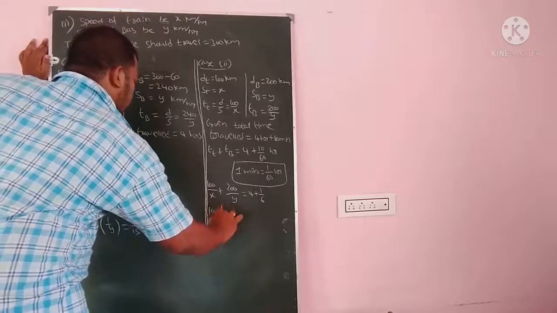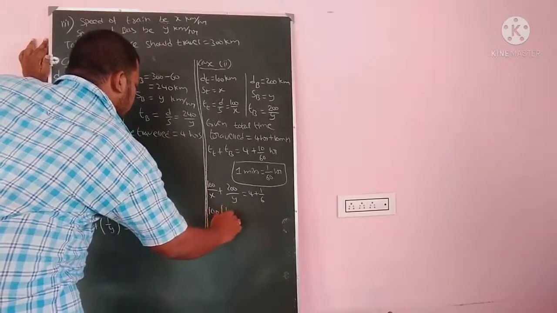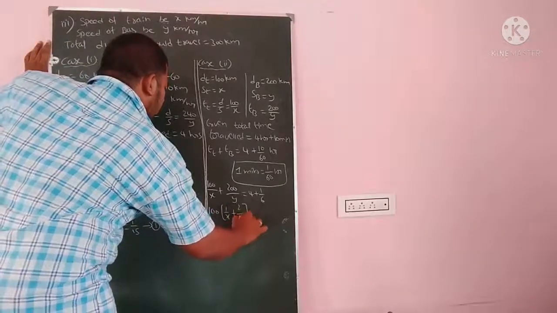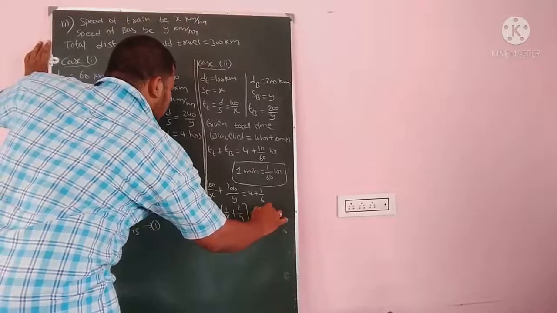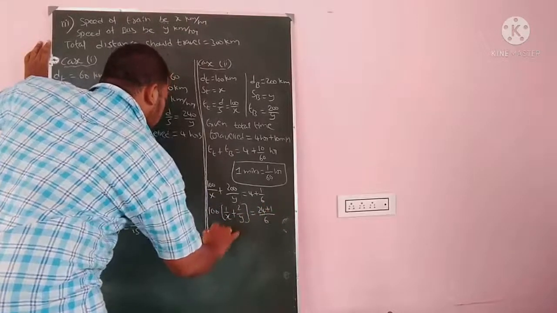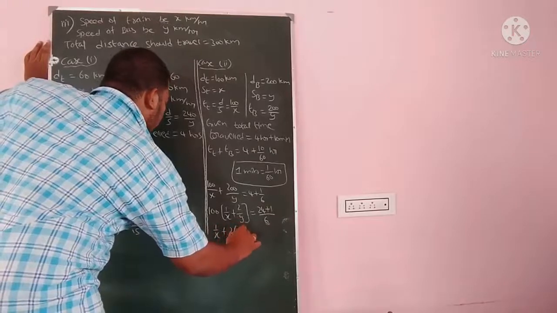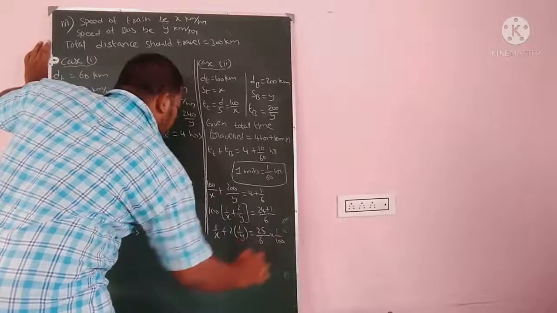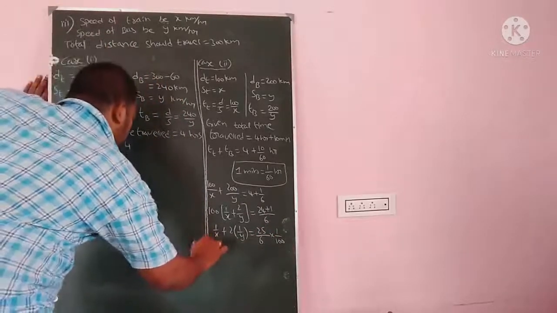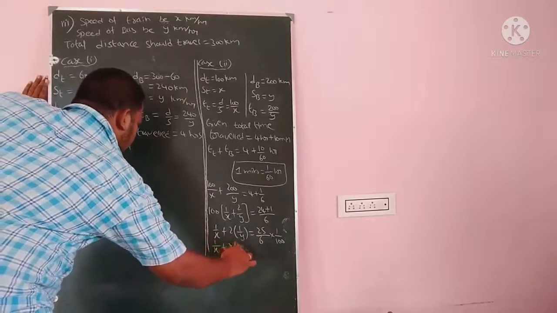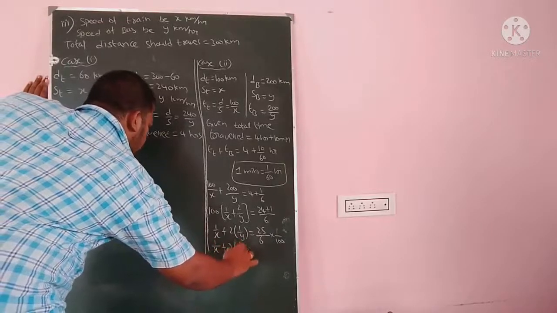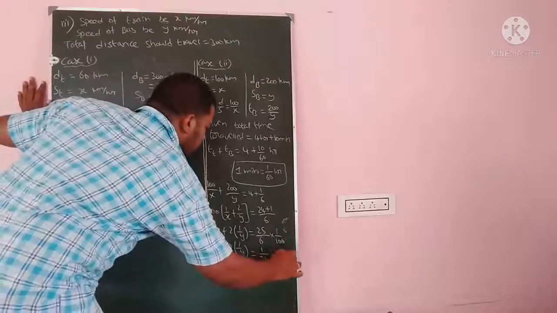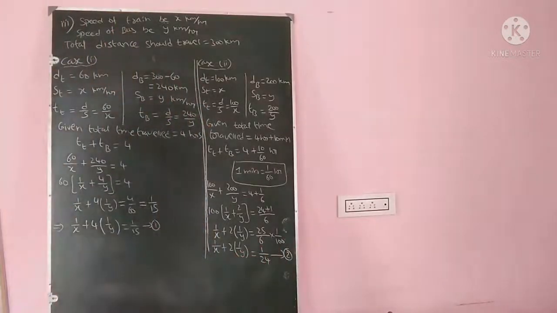So if I take 100 common, 1 by x plus 2 by y is equal to, this is 24 plus 1 by 6, which is 25 by 6, into 1 by 100. So finally we can write 1 by x plus 2 into 1 by y is equal to 1 by 24. Equation 2. So now you got two equations.